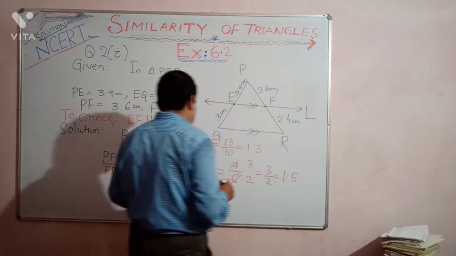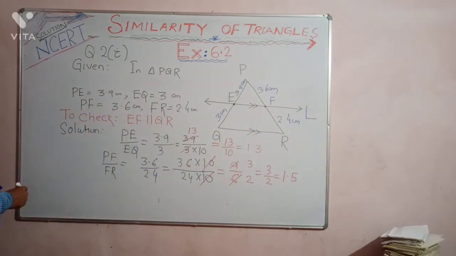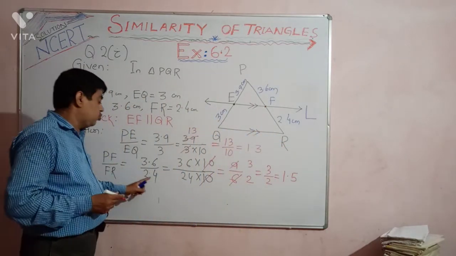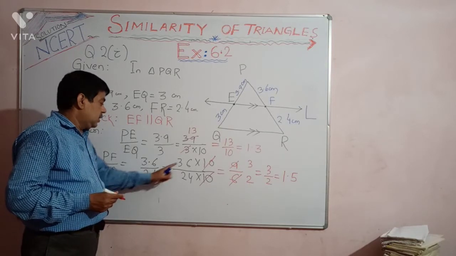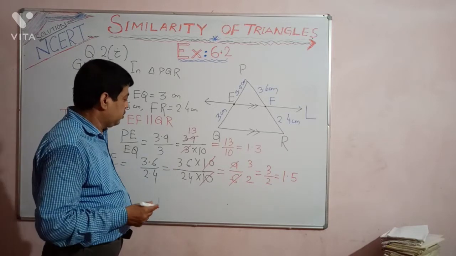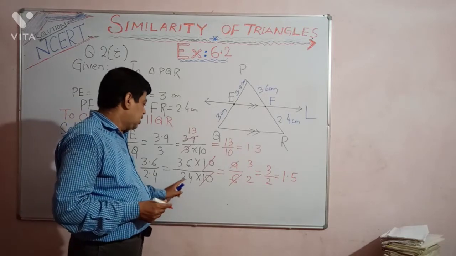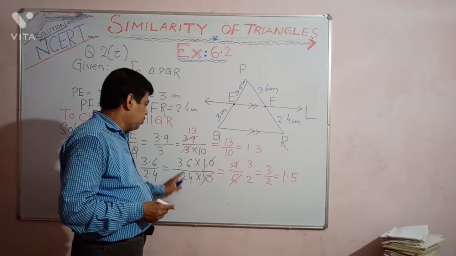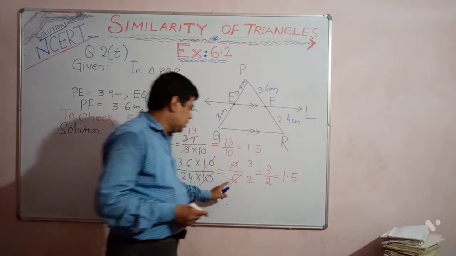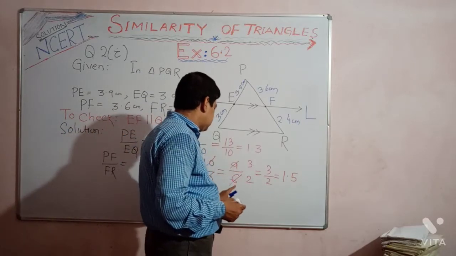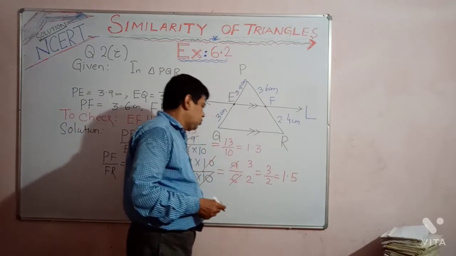You see the ratios of their corresponding parts are not equal. Once again check 3.6 by 2.4. Here it will be 36 by 24, and we cancel: 4 6s are 24, 4 9s are 36. Here 9 upon 6. Again you cancel, 3 2s are 6, 3 3s are 9, 3 by 2 is 1.5.